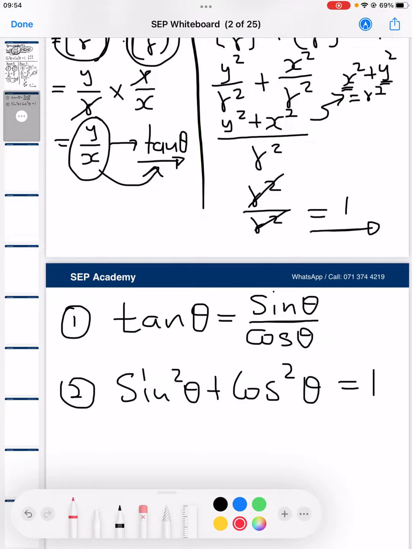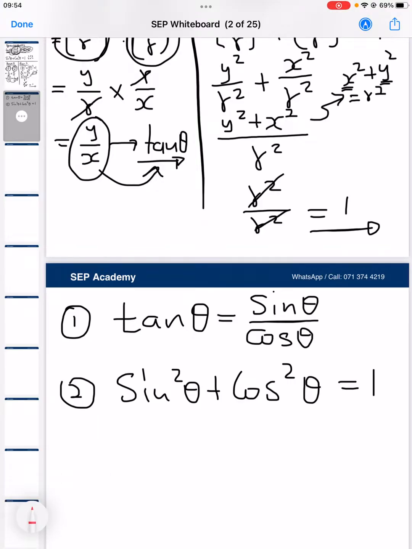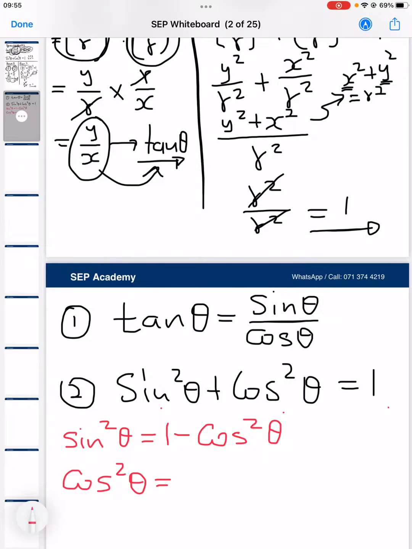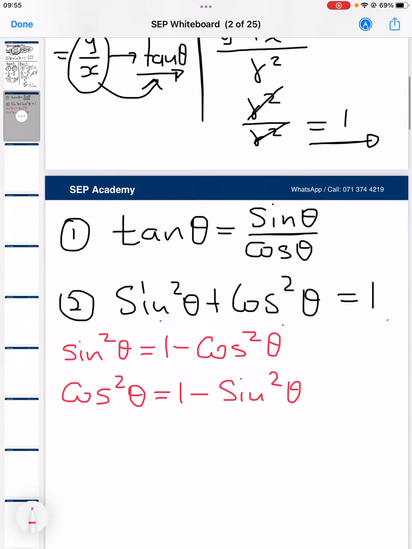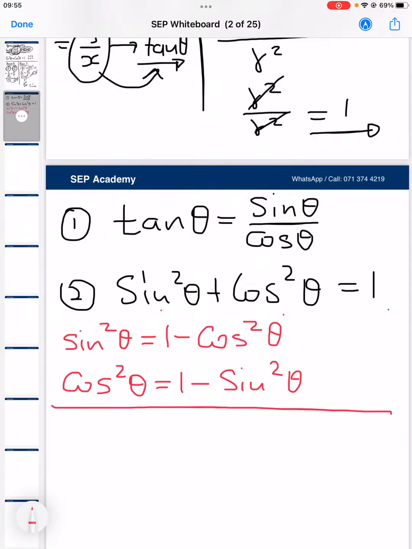So as a mathematician, you should therefore be able to deduce that if I take this cos squared to the other side, then sine squared of an angle will always be equal to 1 minus cos squared of an angle. The same even if you take this sine to the other side. On the left you remain with cos squared of an angle, which will be equal to 1 minus sine squared of an angle. This you should know as a mathematician, because you are going to be dealing with a lot of problems that involve that.